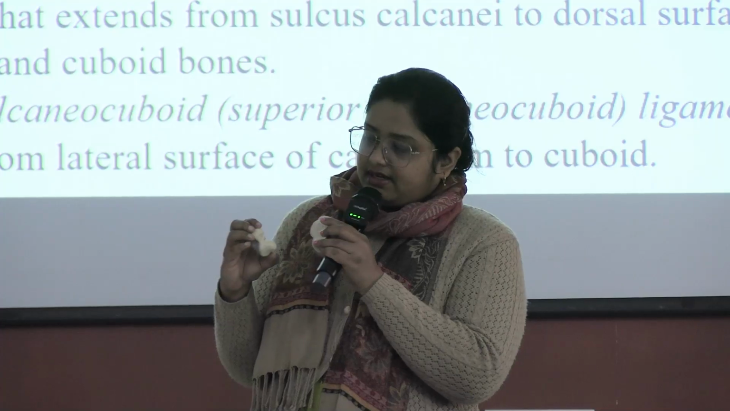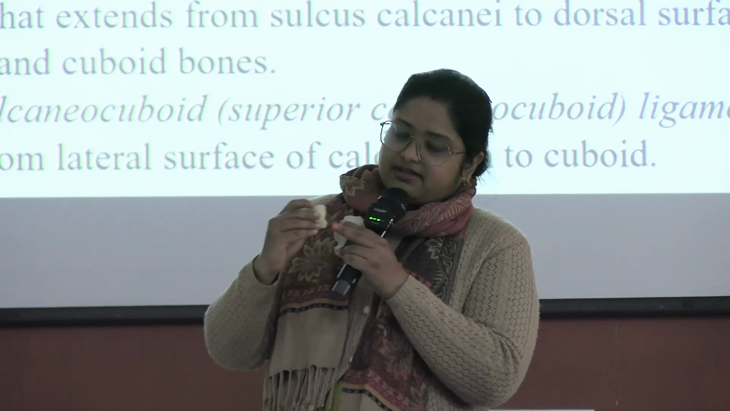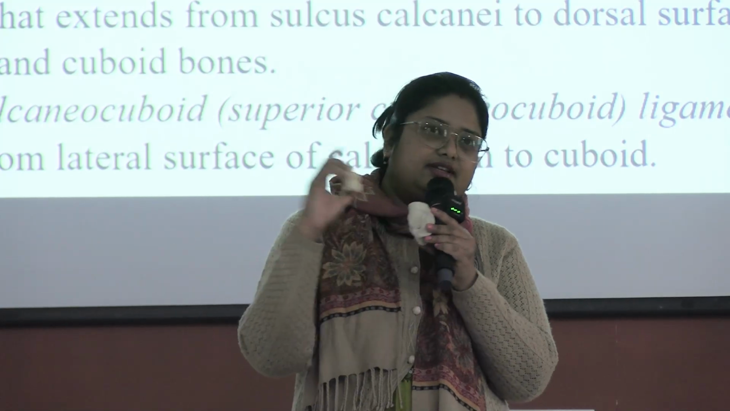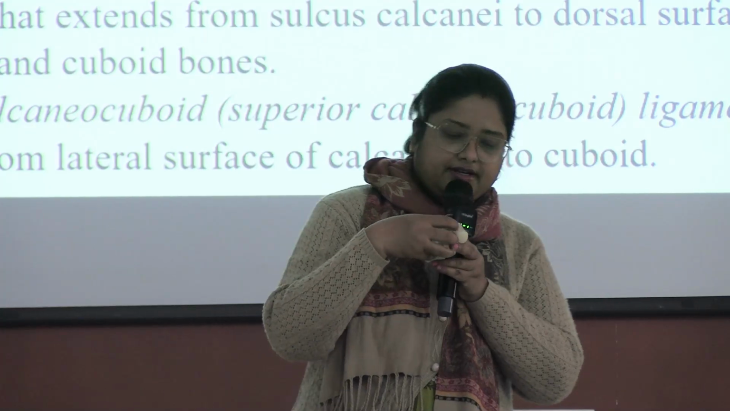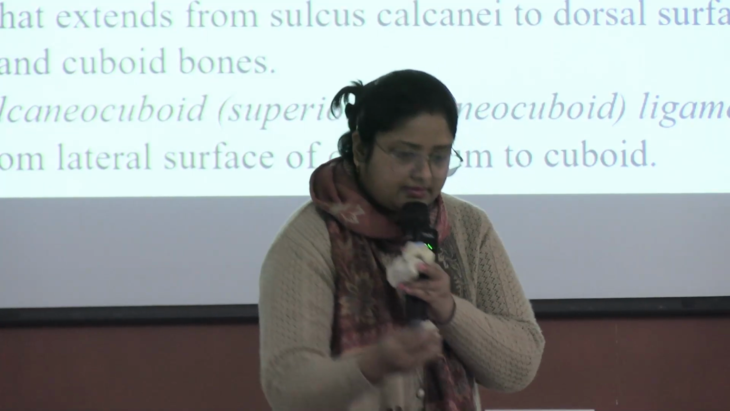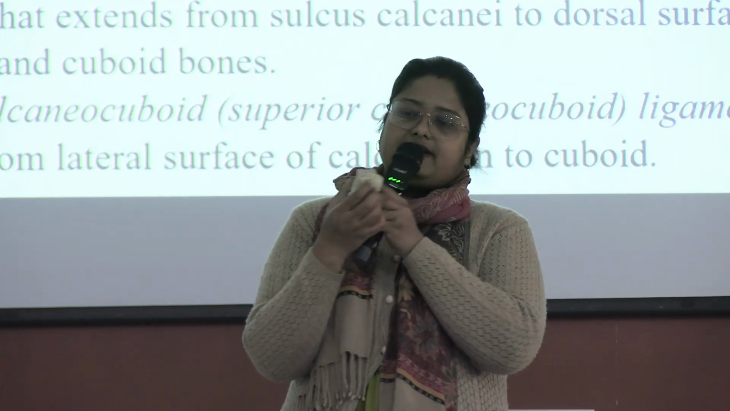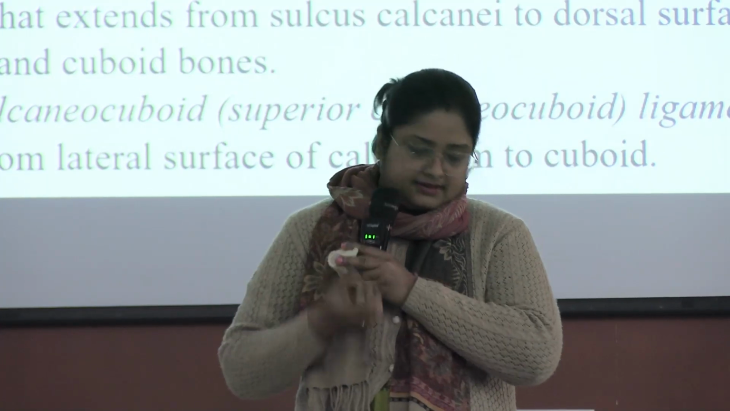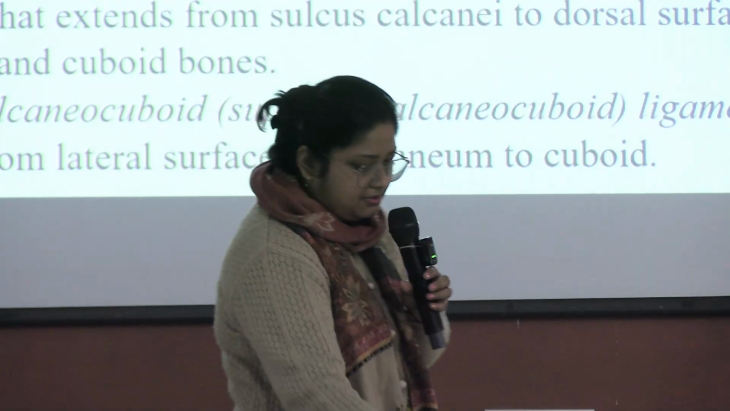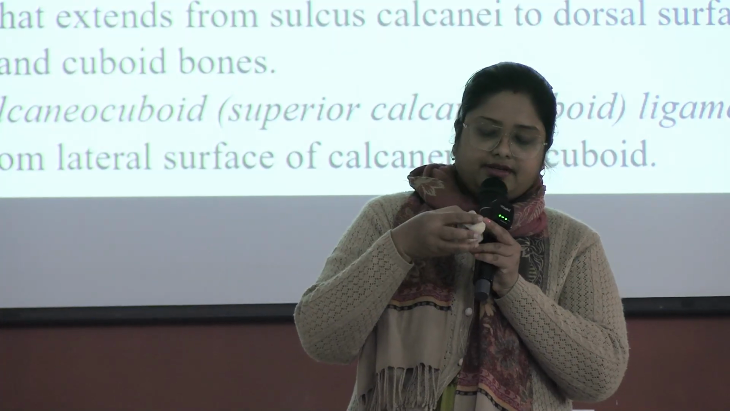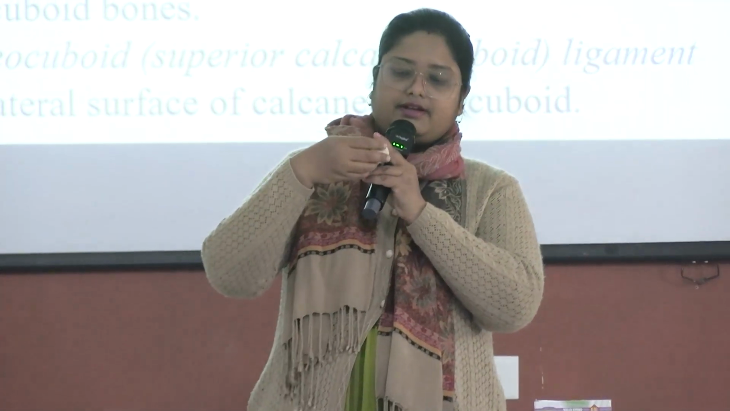This head of the talus articulates with the navicular bone, and the inferior surface of the head articulates with the sustentaculum tali, forming the talocalcaneonavicular joint. I am articulating it with the navicular. This one is the navicular. So the navicular will articulate like this at the head of the talus, forming the talonavicular joint. That's how the talocalcaneonavicular joint is formed: talus, calcaneum and the navicular, like this.